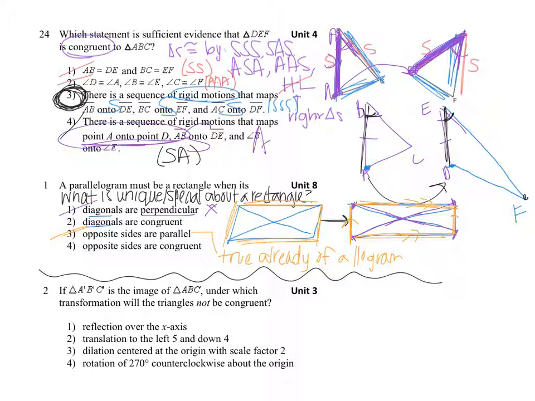Choice 4 says opposite sides are congruent. Yes, this side's congruent to this side, and this one is congruent to this one because they're opposites. But again, that's already true of a parallelogram. So the only choice that's unique is choice 2. Diagonals are congruent. You can see here in the parallelogram, this one's very long, whereas this one is shorter.